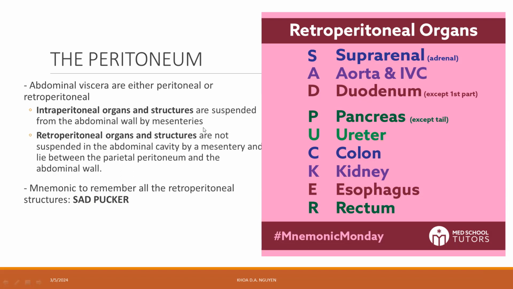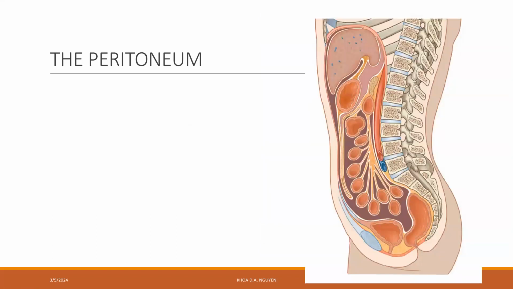All right, so now let's go back to this picture and find out something. You see, in this image, the stomach right here. Sorry about that, it's hard to see. The stomach is almost completely covered by visceral peritoneum, and it is hung by these omenta and mesenteries. Therefore, the stomach is an example of an intraperitoneal organ. Same thing goes with these loops of the small intestine.